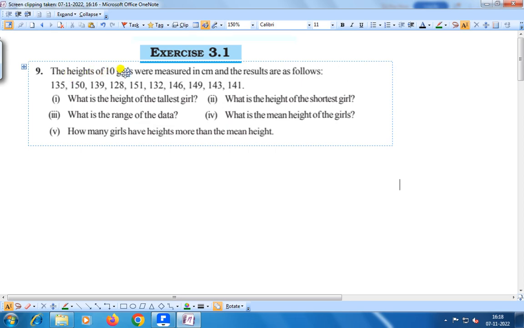The heights of 10 girls were measured in centimeter and the results are as follows: 135, 150, 139, 128, 151, 132, 146, 149, 143, and 141. What is the height of the tallest girl? What is the height of the shortest girl? What is the range of the data? What is the mean height of the girls? How many girls have heights more than the mean height? Let us first find it.